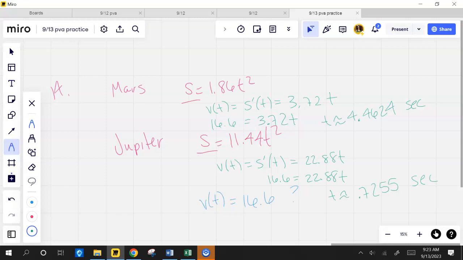If it's regular rounding rules, and I was going 3 places, it'd be 726. What did I actually find here? It took almost 4.5 seconds on Mars to reach 16.6 meters per second, right? Whereas on Jupiter, it took less than a second to reach that velocity. That's pretty cool, right?